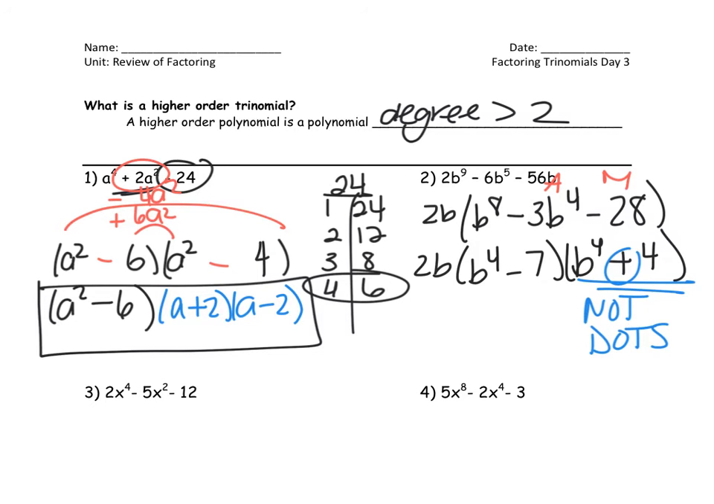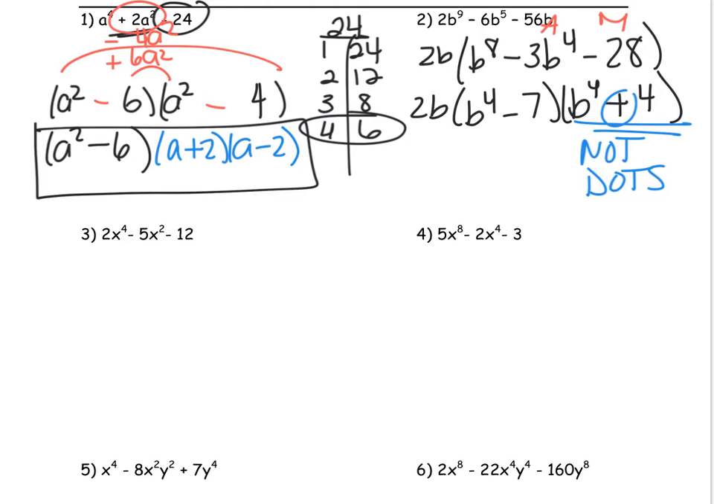Okay, let's move on to example number 3. First things first, let's check for a GCF. I don't see one. I'm going to leave some space again because we may have to factor some pieces again. So let's see, what do I need to put into the first spots of the parentheses to multiply to a 2x to the 4th? We actually need a 2x squared and an x squared.